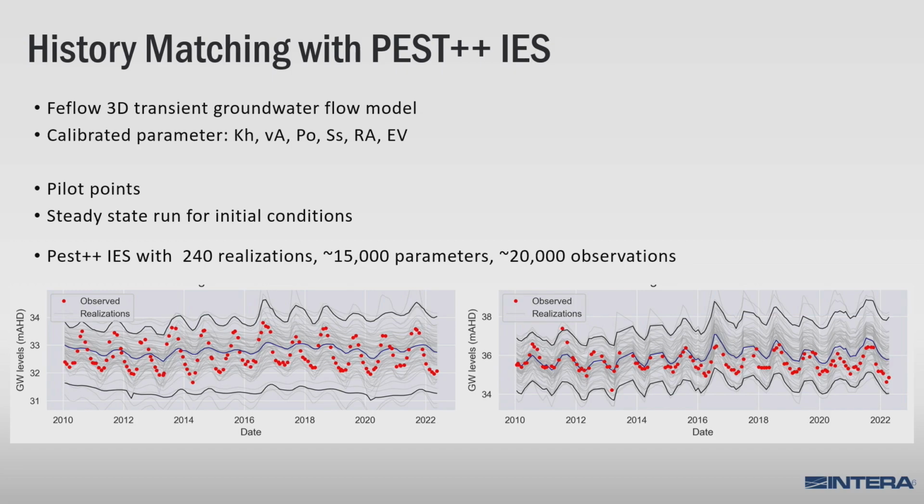Each gray line is one realization. The red dots are the observed values, and the black lines are the 5th and 95th percentile, and the line in the middle is the ensemble mean. So you can see the ensemble covers the observed values quite well, but we still maintain a certain amount of uncertainty.